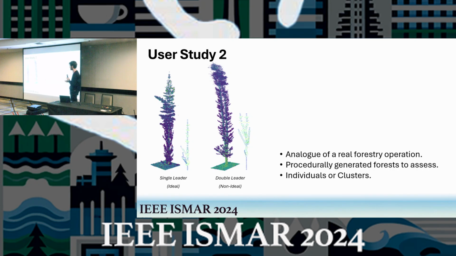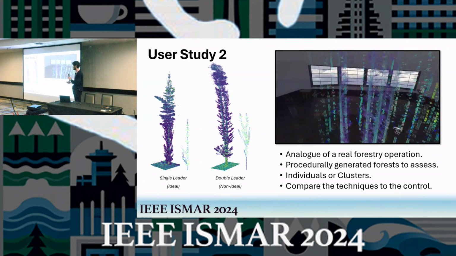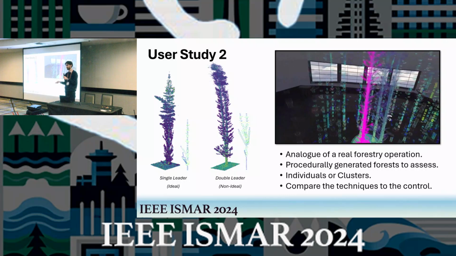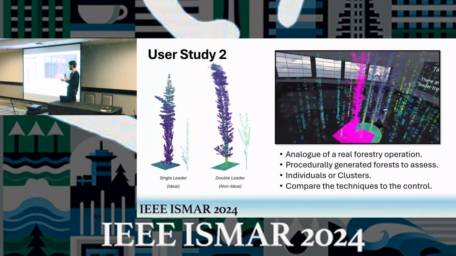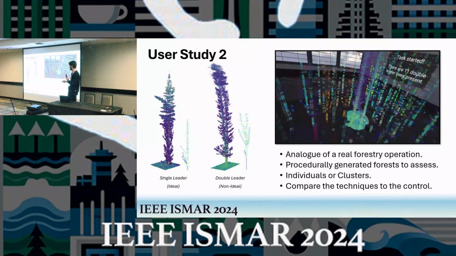We also asked users to differentiate between individual double leaders and clusters of double leaders, where 2 were positioned adjacent to one another. We compared their performance with each technique against their performance with the control in order to get a read on the relative effectiveness of each technique. All users had to do was reach out with the controller and squeeze the trigger when they were tagging an identified double leader, clicking once to mark it as a single leader, again to mark it as a double leader, and a third time to unmark it.